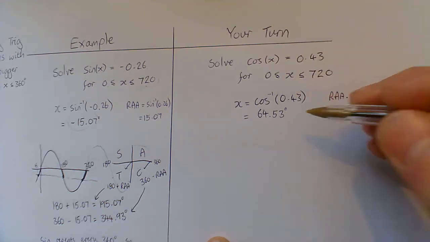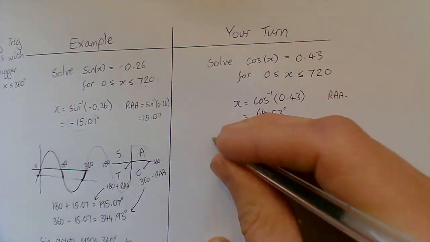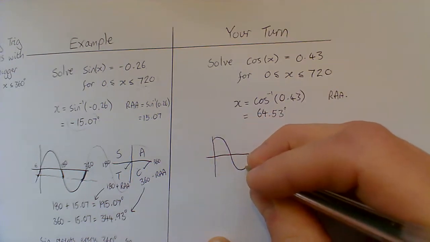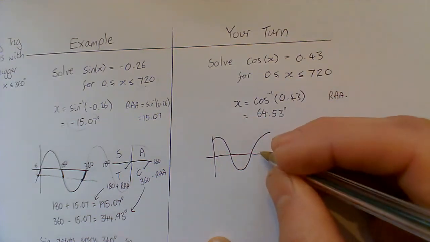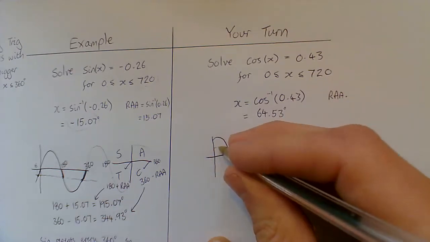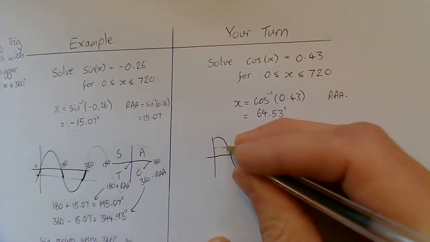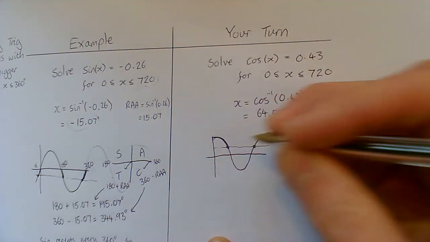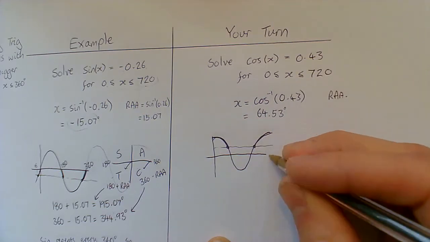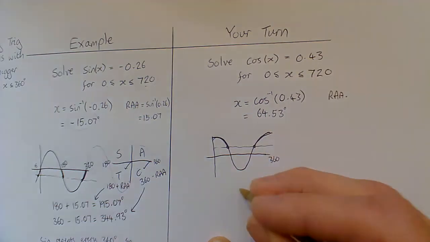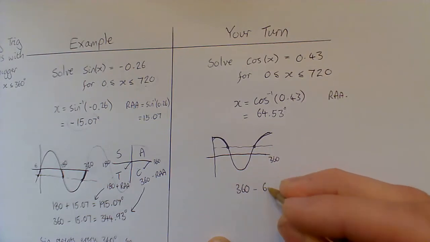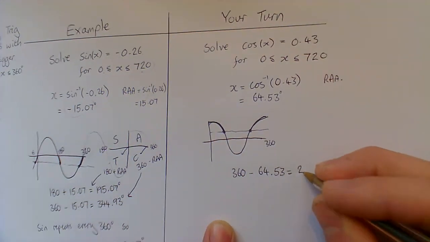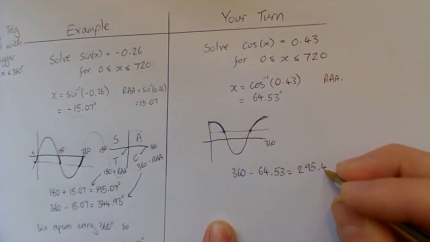So this is going to be one of our solutions at the end, because we started with a positive value, and it's within our range between 0 and 720. So where does that lie? Well, 0.43 about there. So we've got one value here and one value here. That's coming along by 64.53 degrees. So that's going to be the same as coming back from 360. So we could do 360 take away 64.53. If we do that, we're going to get 295.47 degrees.